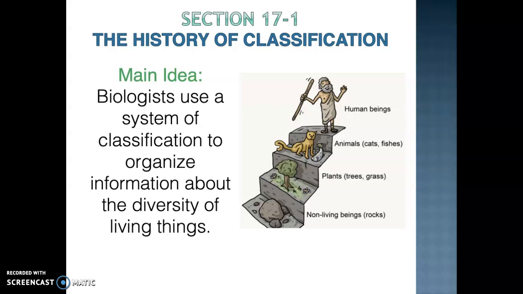Section 17.1 is on the history of classification. So the main idea for this particular section is that biologists use a system of classification in order to organize information about the diversity of living things.